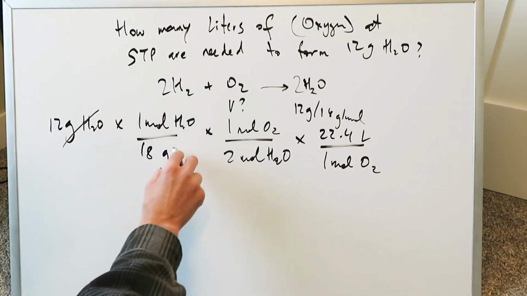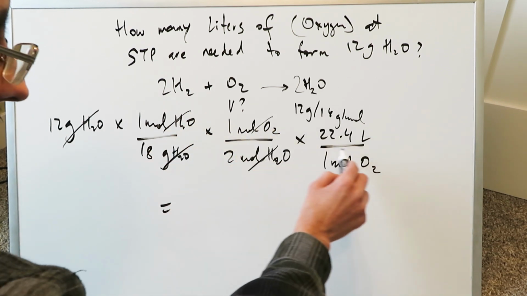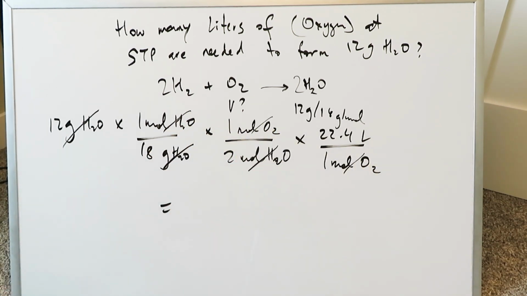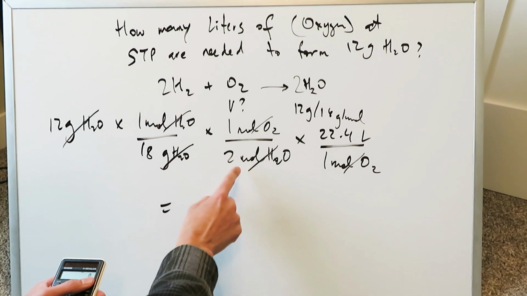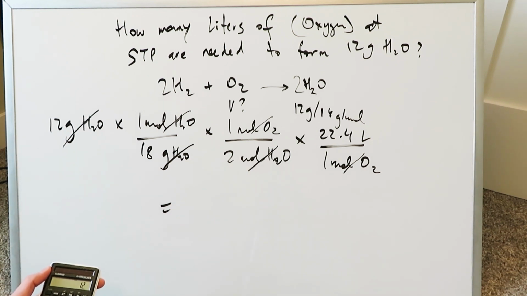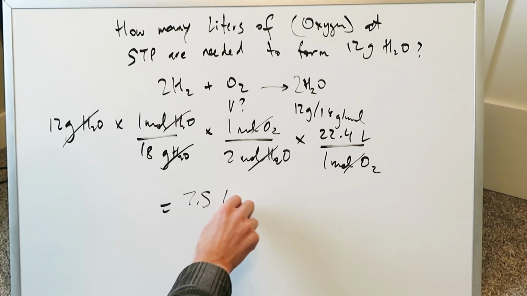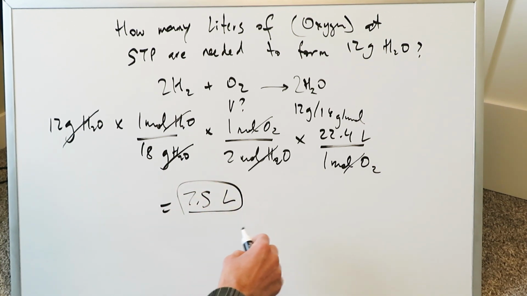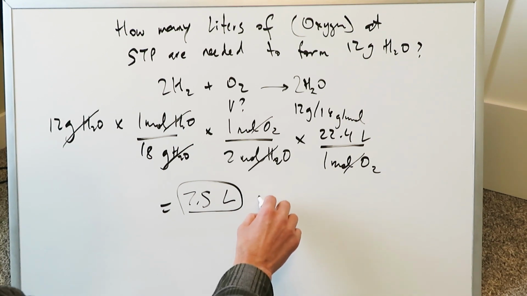The grams water will cancel out with this grams water, mole water with this mole water, mole oxygen with this mole oxygen. Everything which remains will be everything that you need for your final answer. You have 12 times 1 times 22.4 divided by 18 divided by 2. So you do 12 times 22.4 divided by 18 divided by 2, and your answer would be 7.5 liters, and that answer would be right. 7.5 liters of oxygen at STP are needed to form 12 grams of water.